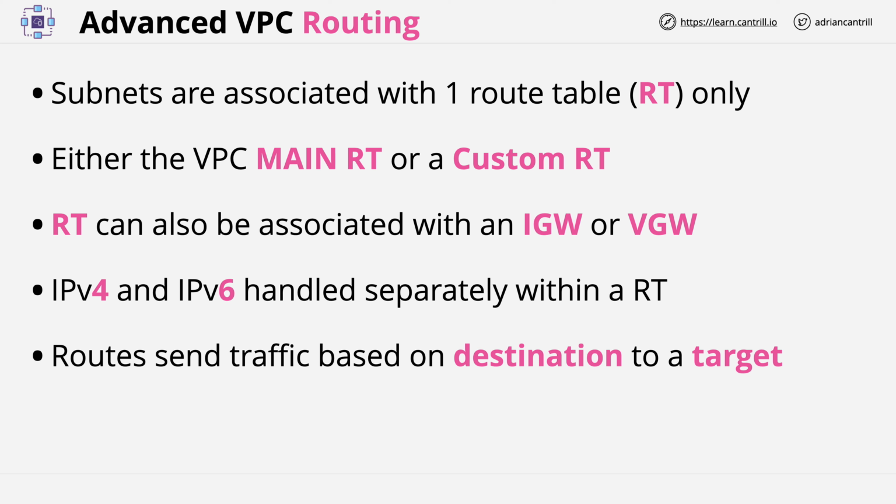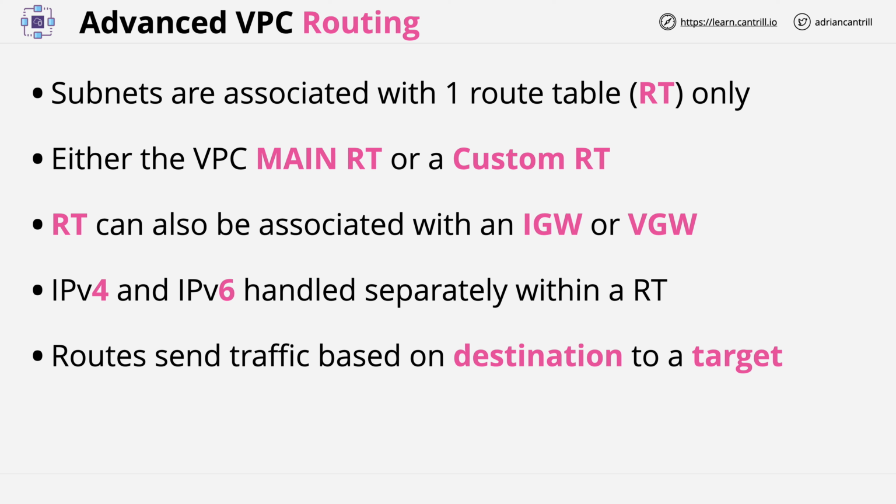And in addition to the destination, there's the target, and this configures where traffic should be sent to if it matches the destination. Now, a route table has a default limit of 50 static routes and 100 dynamic routes known as propagated routes, and this is per route table. So 50 routes that you statically add to a route table and 100 routes which are propagated onto that route table if you enable that option.